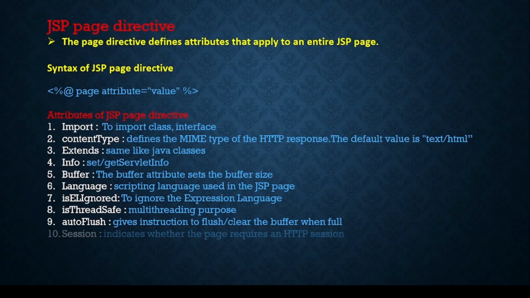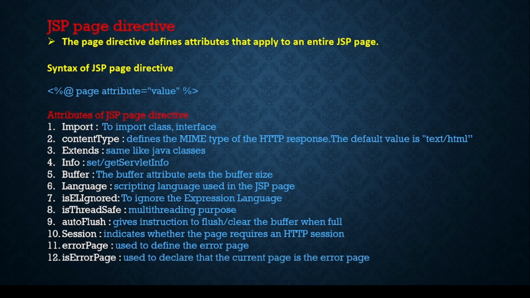Then the tenth one is session. Session indicates whether the page requires an HTTP session or not. That is related to the HTTP session. If you want to work with the HTTP session, we can provide the session attribute. And the eleventh one is errorPage. errorPage is used to define the error page. If you want to use an error page, we can include this attribute, errorPage.